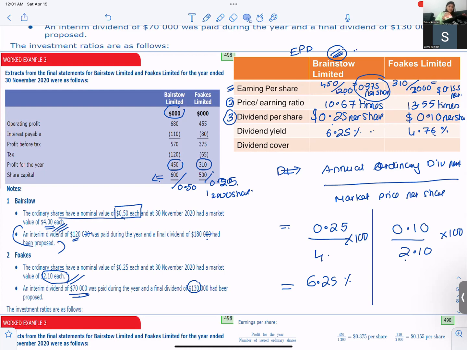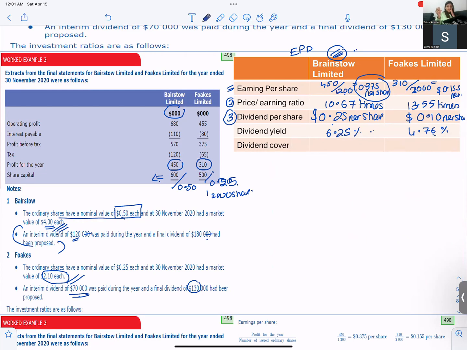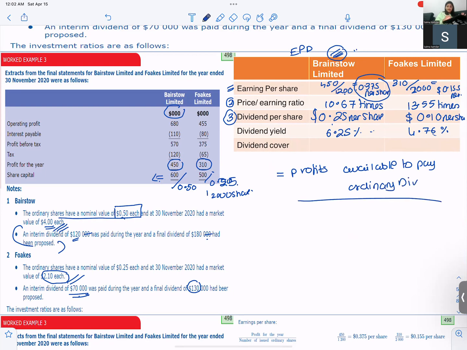Now let's go about dividend cover ratio. What is the formula for dividend cover ratio? It is profits that is available to pay ordinary dividend divided by annual ordinary dividend.